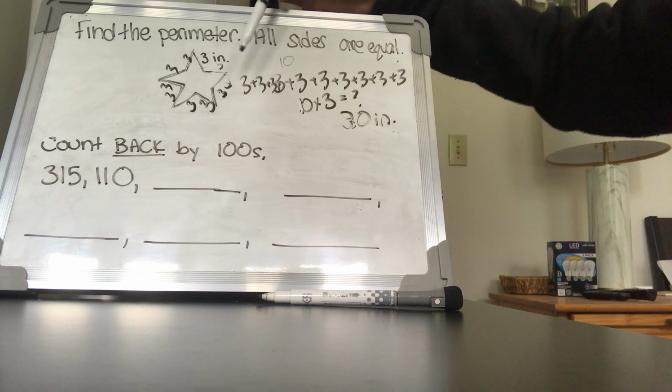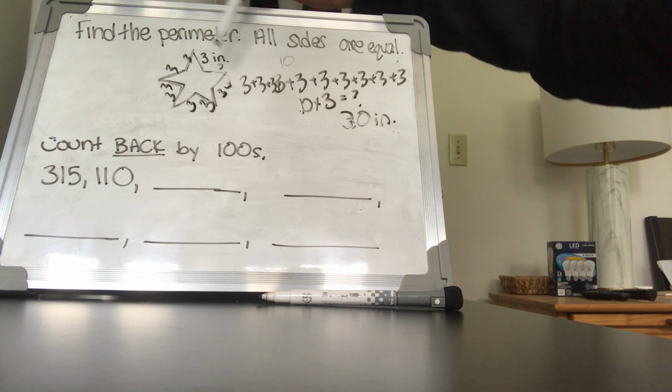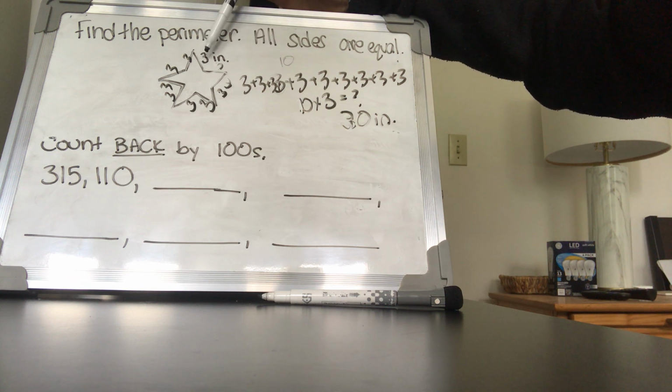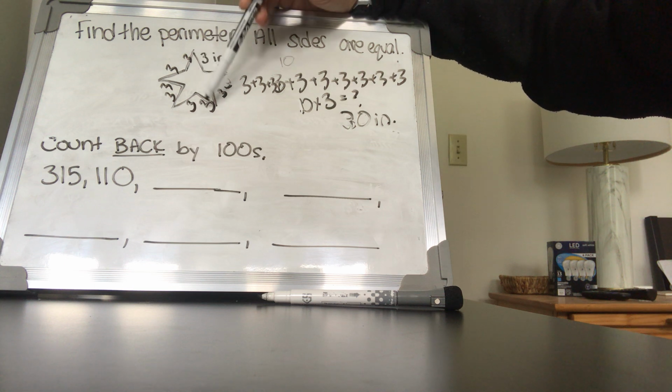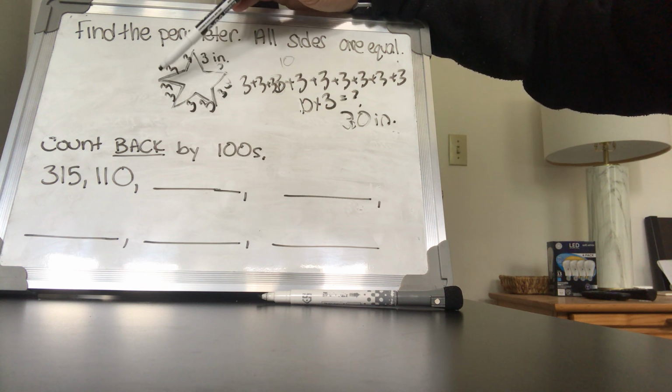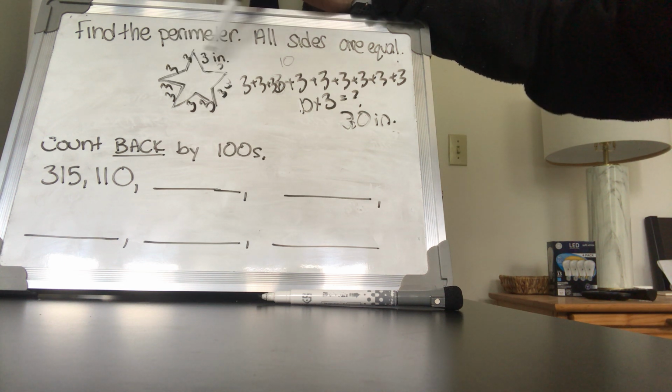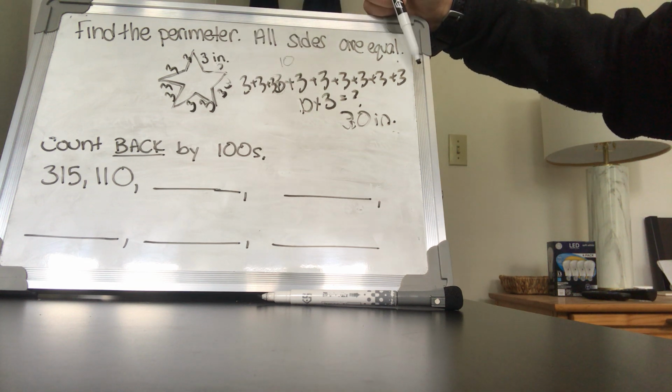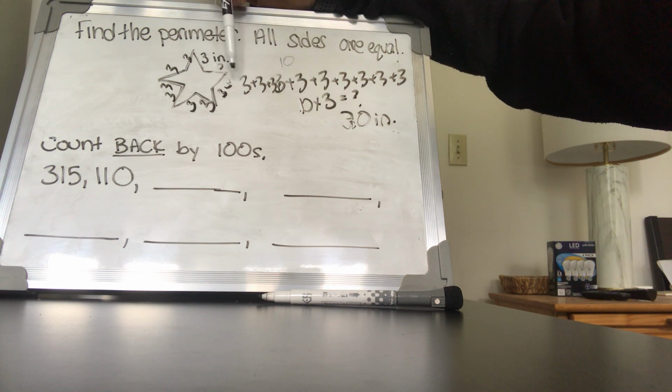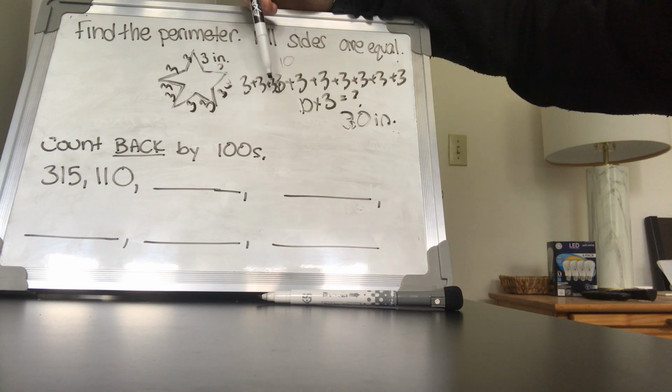Now, I also could have added every single one of those 3s. I also could have counted by 3 and gone like this: 3, 6, 9, 12, 15, 18, 21, 24, 27, 30. Or I could have written them out 10 times because there's 10 different sides in the star and then split to solve.